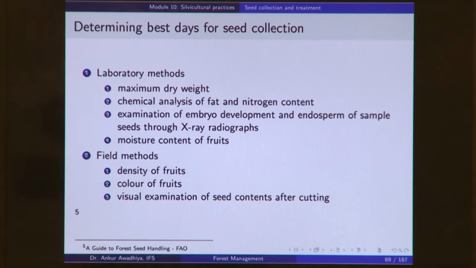Or we can do a visual examination of seed contents after cutting. So, in the case of those seeds that typically are larger in size, the field forester can just take a few sample seeds, cut them out in the field and have a look inside. What is the size of the cotyledons, what is the size of the embryo? If the size is good enough, it means that the seeds are now mature.